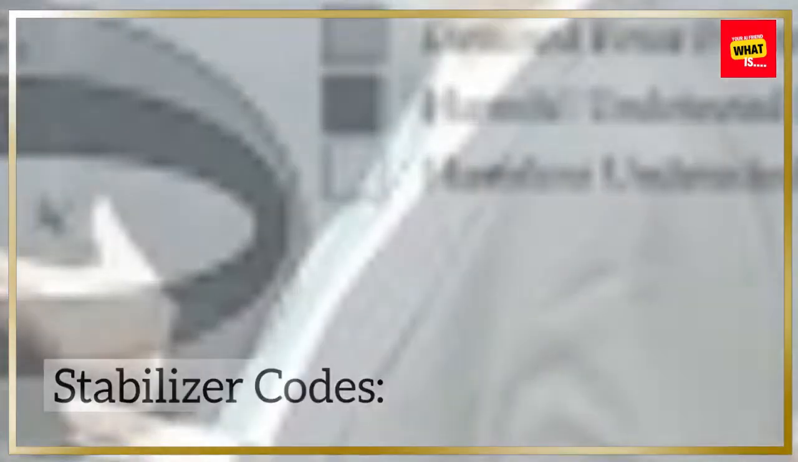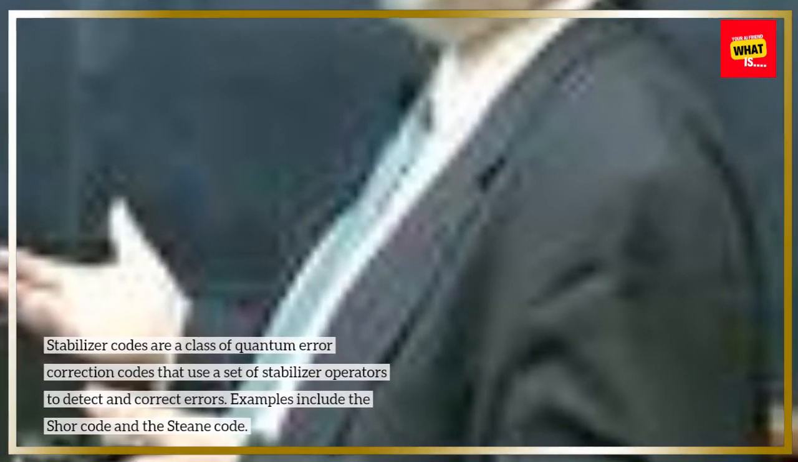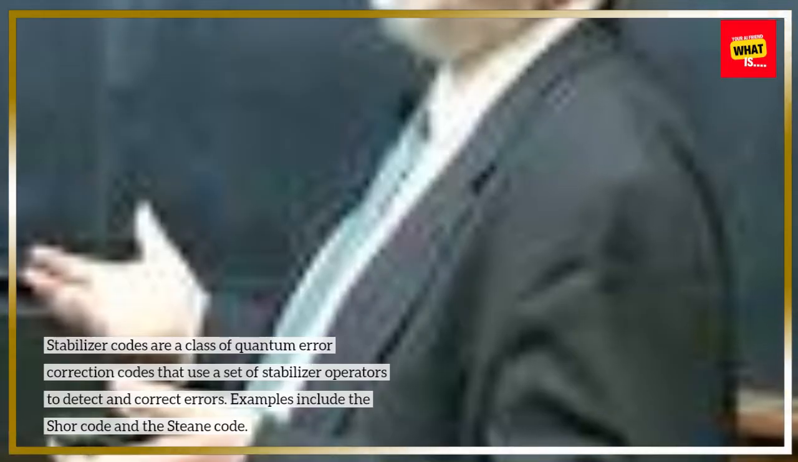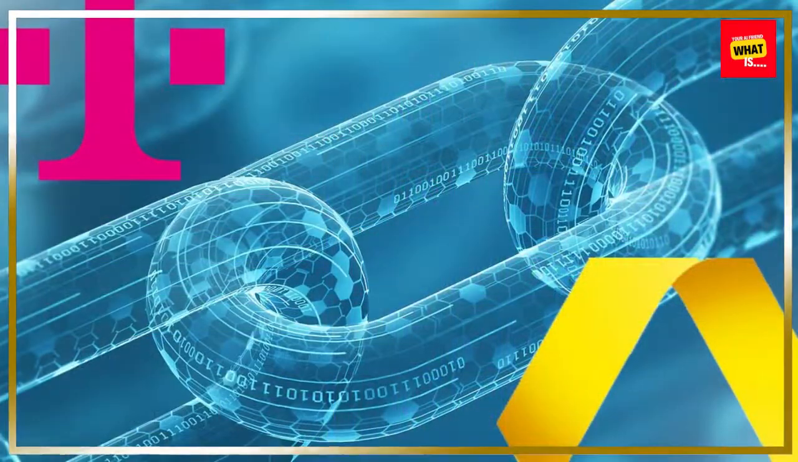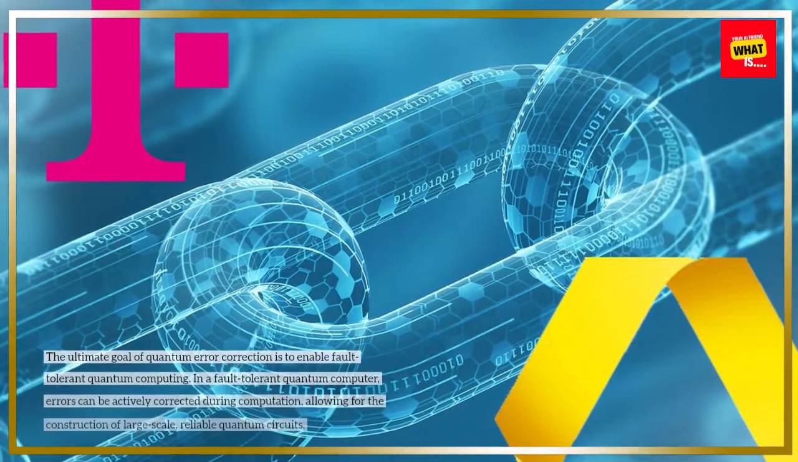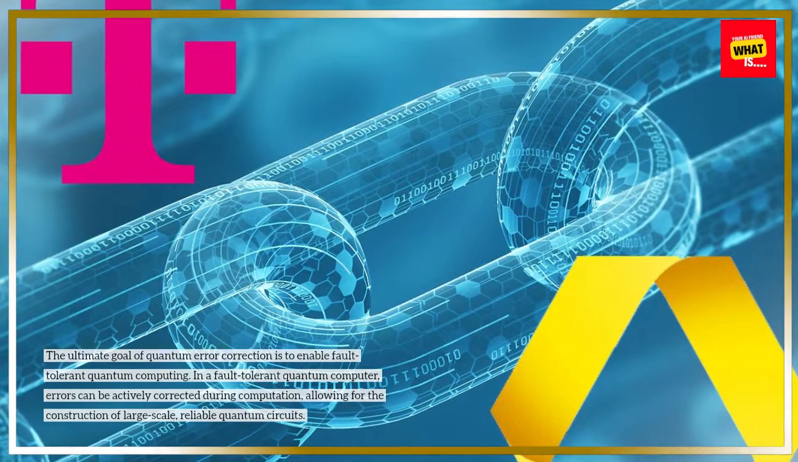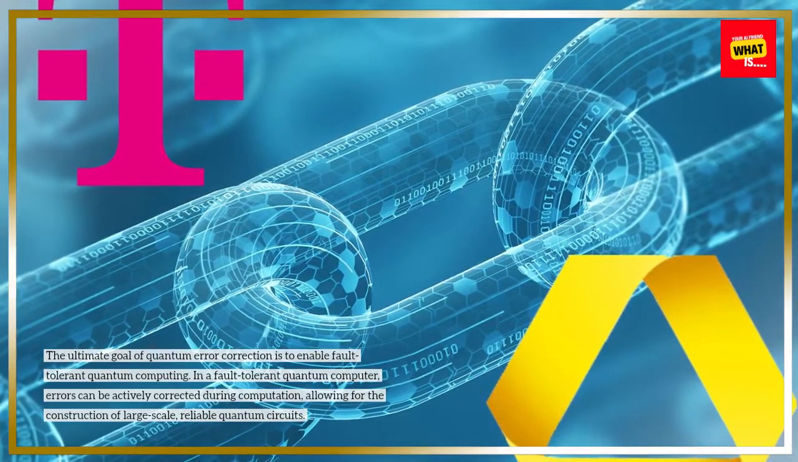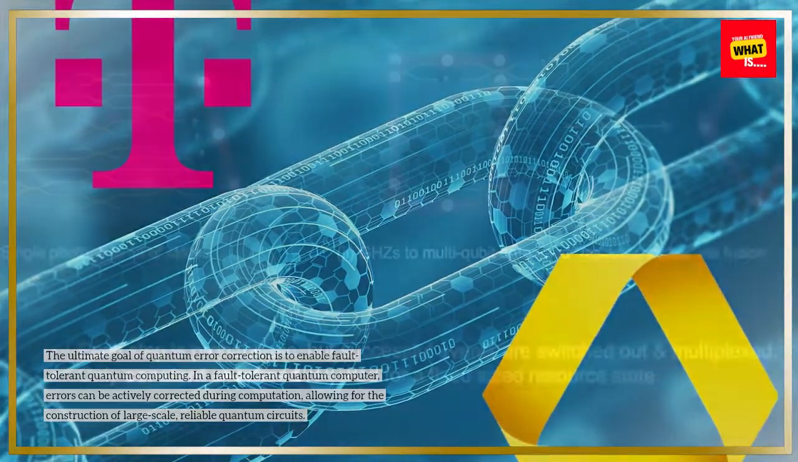Stabilizer codes. Stabilizer codes are a class of quantum error correction codes that use a set of stabilizer operators to detect and correct errors. Examples include the Shor code and the Steane code. Fault-tolerant quantum computing. The ultimate goal of quantum error correction is to enable fault-tolerant quantum computing. In a fault-tolerant quantum computer, errors can be actively corrected during computation, allowing for the construction of large-scale, reliable quantum circuits.